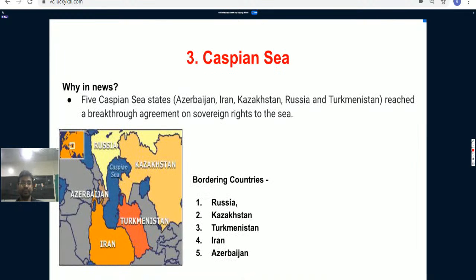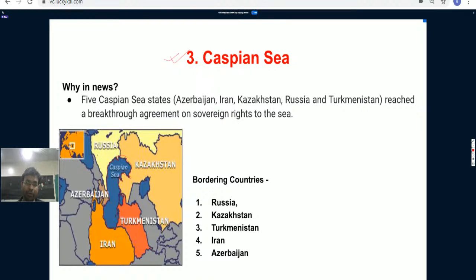Now let us see the next topic, which is the Caspian Sea. This is in continuation with the previous topic. Here you can see in this map that the Caspian Sea is there in the middle. There was a dispute whether it is a sea or a lake, as it is totally inland. So that legal dispute has been settled by the countries that have littoral borders, that have coastline borders with the Caspian Sea. Now let us see what are the countries that have coastline with the Caspian Sea.